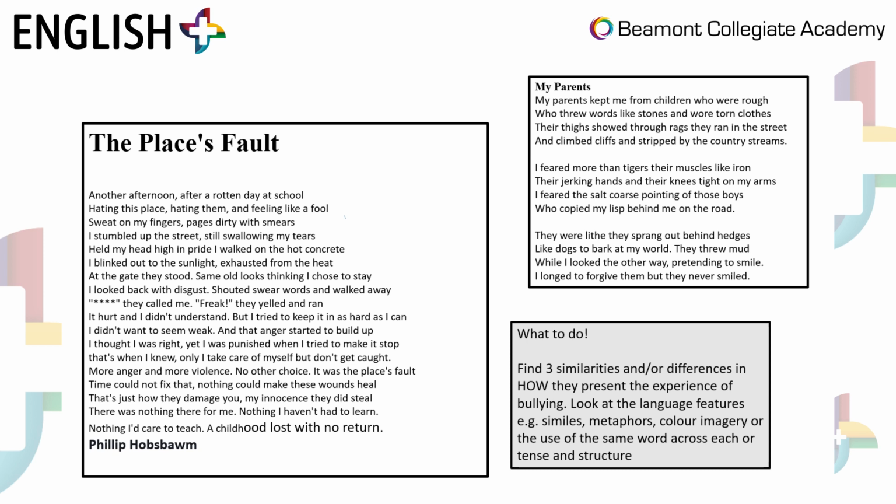I can see similes in my parents' poem. And I know there's a simile in the place's fault. Feeling like a fool. And then we've got muscles like iron. So I'm going to say both poems use similes, but for different effects. And I'll talk about them. It appears at the end.